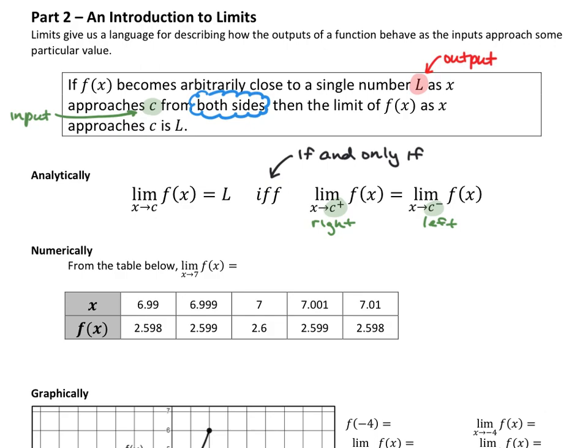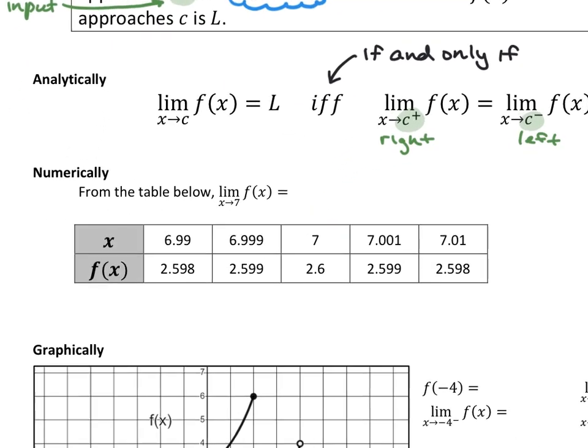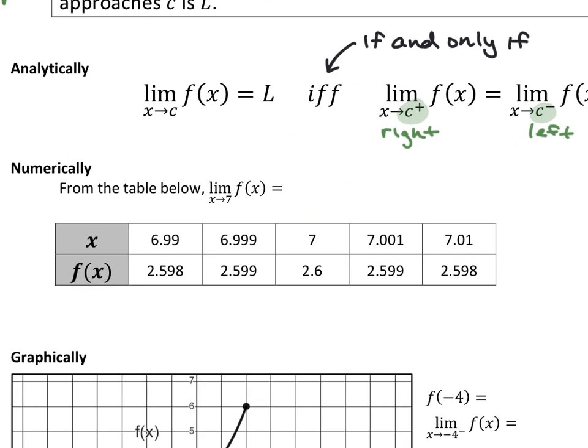So on a table, what that looks like. We want to know the limit as x approaches 7. So we look on the left side of 7. Notice that these numbers are getting very, very close to 7. If we look at 6.99 and then 6.999, isn't that getting very, very close to 7? And if we look on the right side of it, aren't those numbers, if we look backwards, also getting very, very close to 7? So we're looking as the x values get close to 7 on both sides.